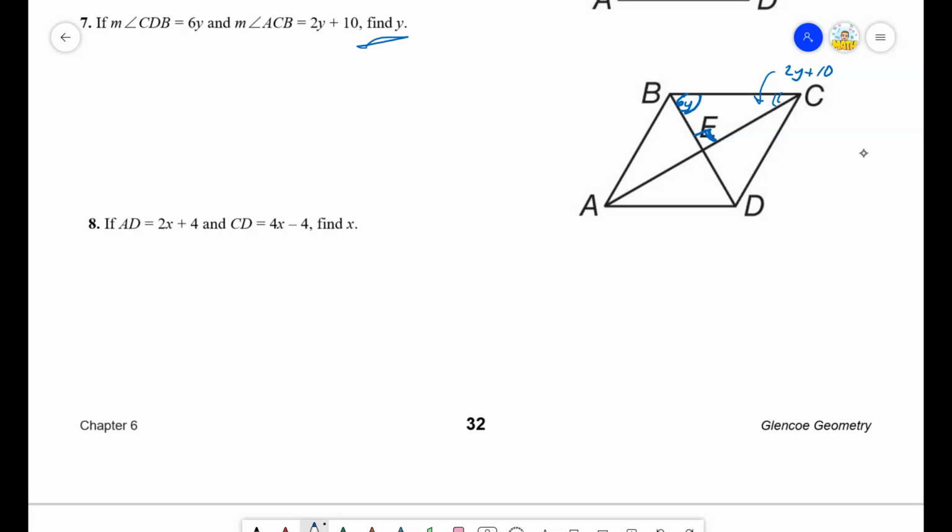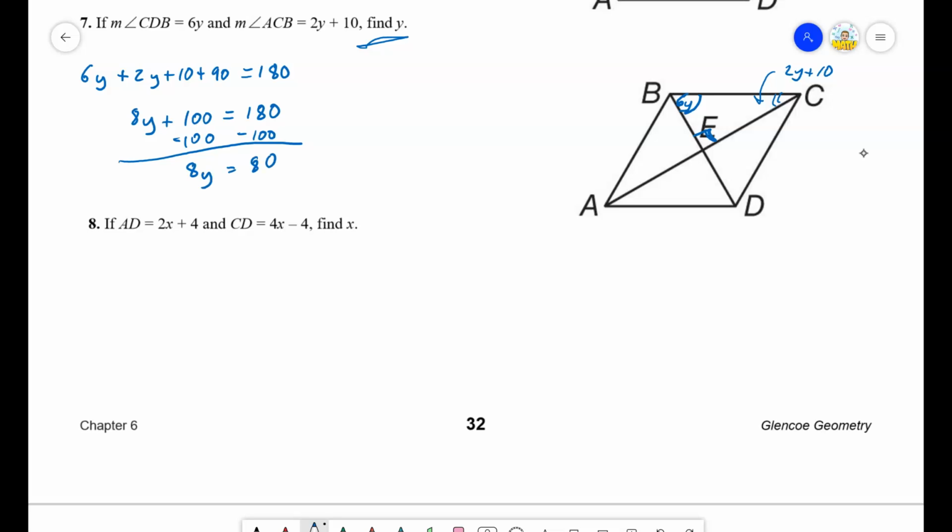Well, what do we know about all three of these angles? 90, 6y, and 2y plus 10. They always add up to 180 degrees. So we have 6y plus 2y plus 10 plus 90 will add up to 180 degrees. So we'll combine like terms. I have 8y plus 100 equals 180. And now I'm going to subtract 100 from both sides. So I have 8y equals 80, and pretty easy solve now. Divide both sides by 8, y equals 10.